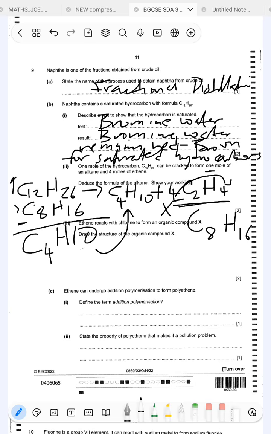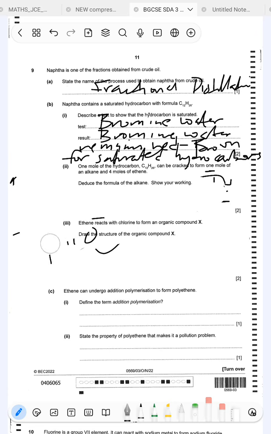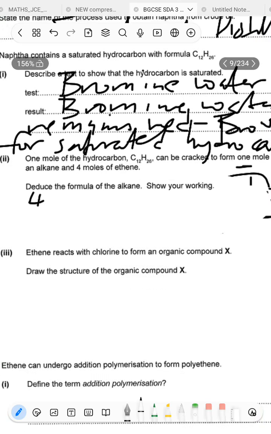Show your working. Now remember it says show your working. So let's just go ahead and write it nicely without a lot of space used. Okay, so let's now write it in a smarter way. So we're just going to say we work with what we have. Okay, so 4 moles of, let's expand this, C2H4 gives us what?